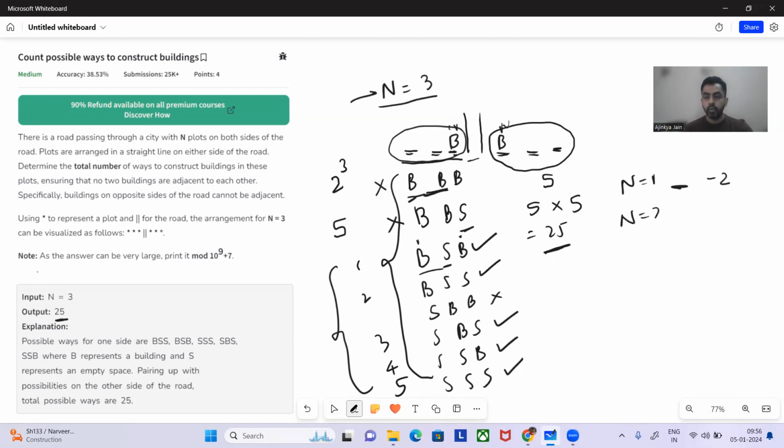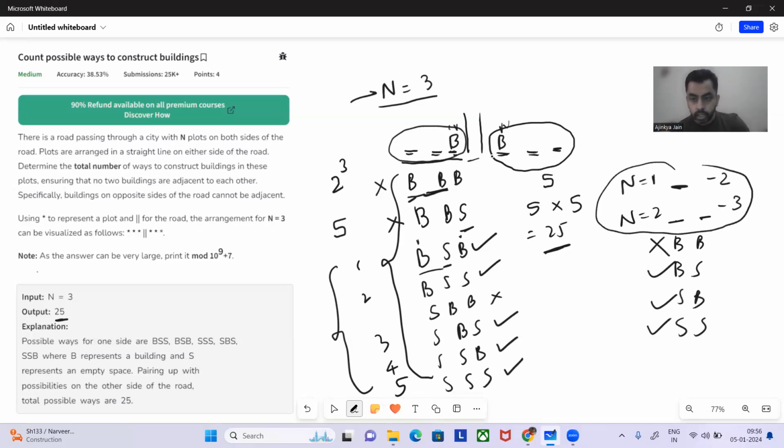When n equal to 2, there are 2 plots. What are the total number of ways? BB, then BS, SB, and SS. BB is not possible, we cannot have two consecutive buildings. The others are possible. So n equal to 3, that we are considering on one side of the road. On one side of the road, when n equal to 1, there are 2 ways.